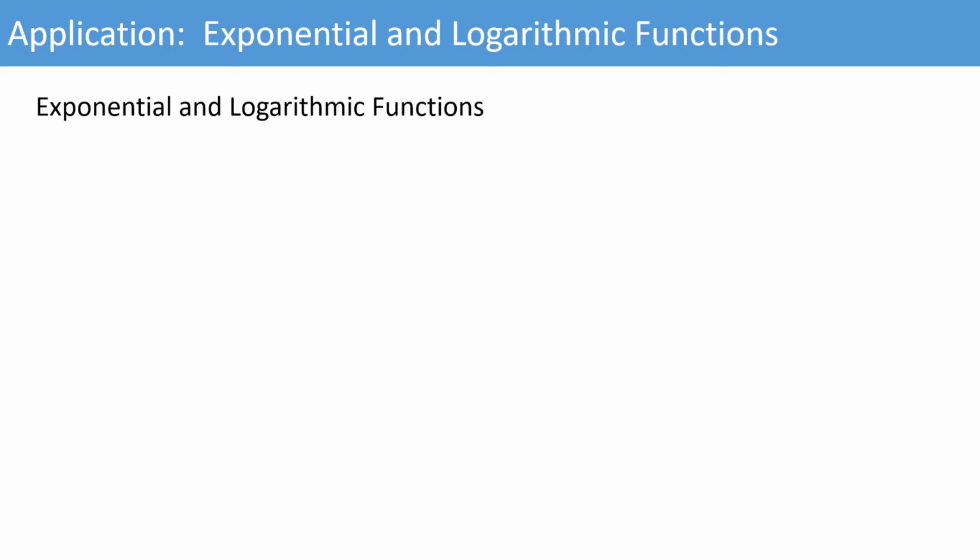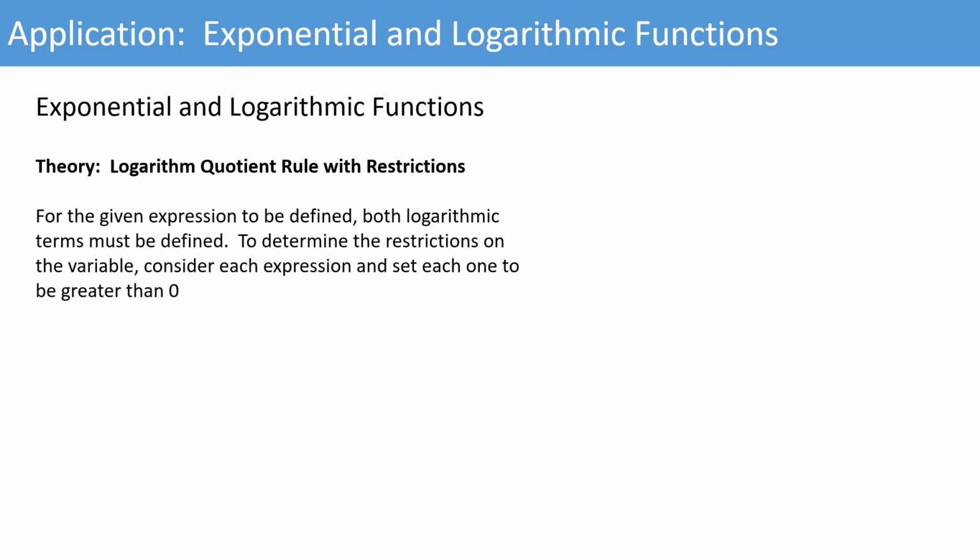Now we'll look at a new law called the logarithm quotient rule with restrictions. For the given expression to be defined, both logarithmic terms must be defined. To determine the restrictions on the variable, consider each expression and set each one to be greater than 0.